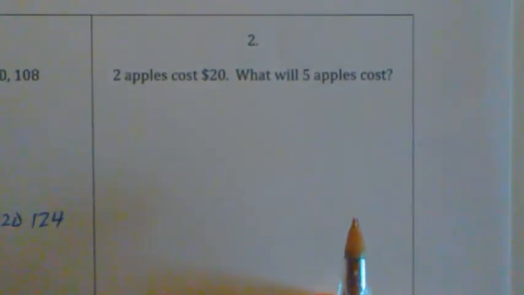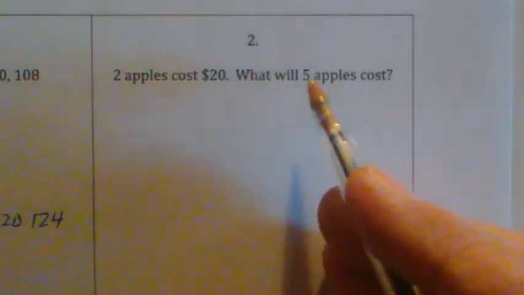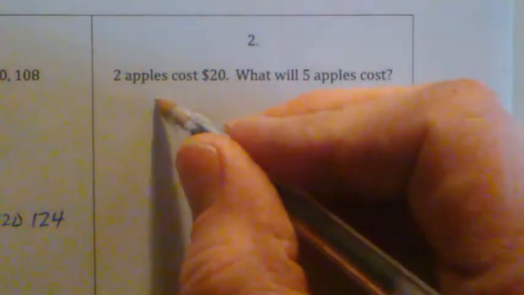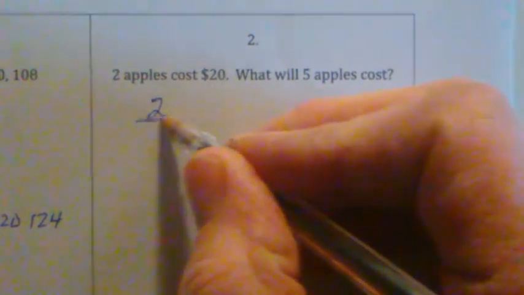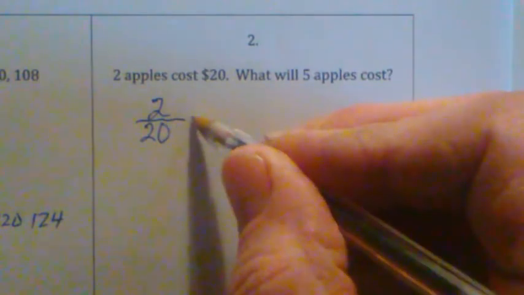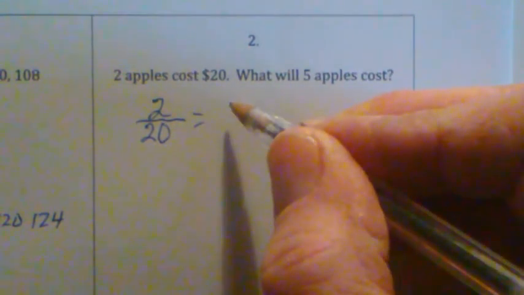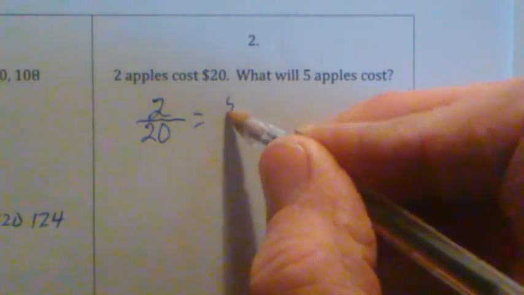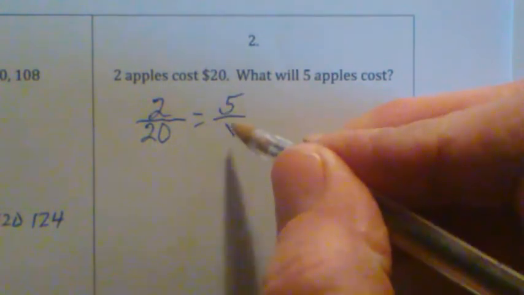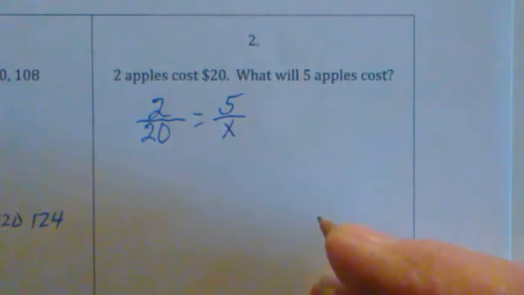Number 2, 2 apples cost $20. What will 5 apples cost? This is a classic ratios problem. They give you 3 numbers. 2 apples, I'm putting apples on top, cost $20. Money on the bottom. So that means I have to put apples on the top on this side. How much will 5 apples cost? Apples on top, we want to know the money, the cost of 5 apples on the bottom.